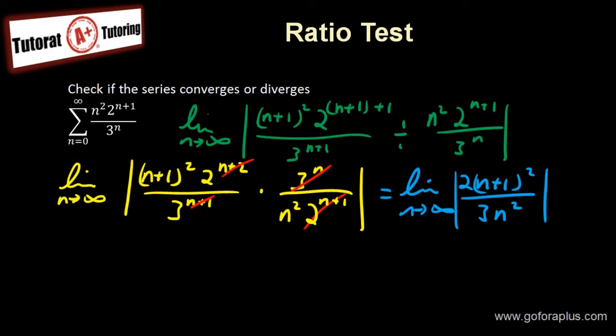Now, if you remember the trick that I showed you in the previous video, when n is approaching infinity, you take the highest degree on top and the highest degree at the bottom. If they have the same degree, which in this case the degree on top is 2 and the degree at the bottom is 2, then we just take the coefficient, and that will be our answer. So this is going to be 2 over 3, which in this case is smaller than 1.